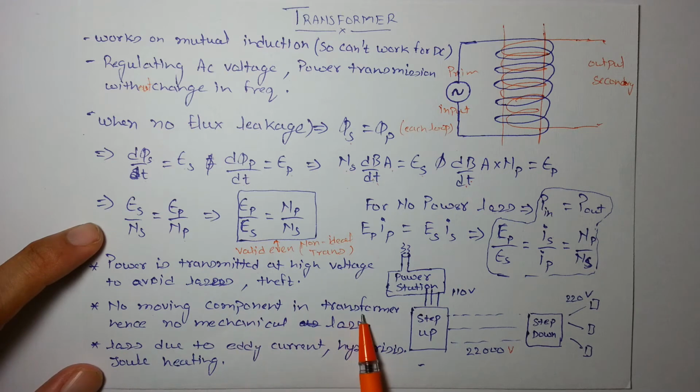So no moving component is there in a transformer, hence there are very minimum mechanical losses, or we can say no mechanical losses are there. So loss due to eddy current, hysteresis and joule heating is the main cause of losses in a transformer.